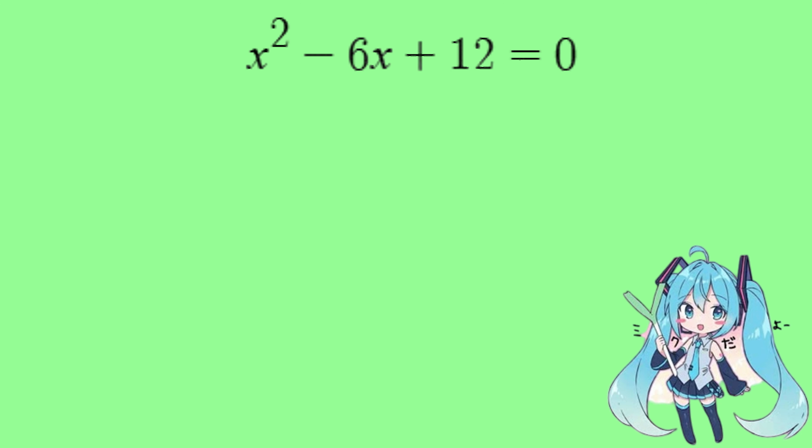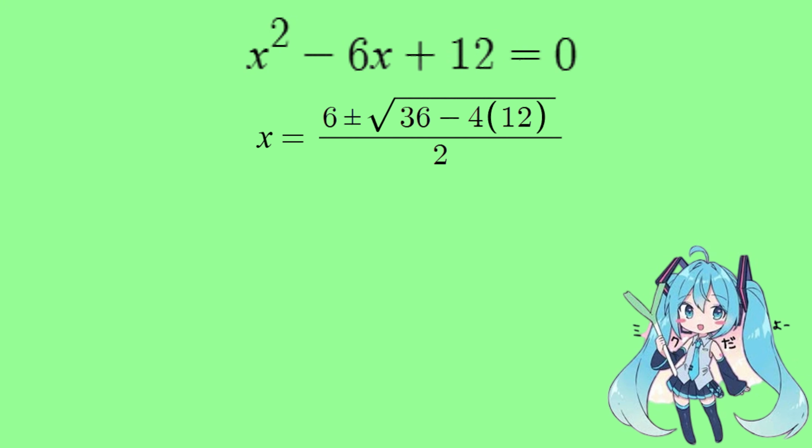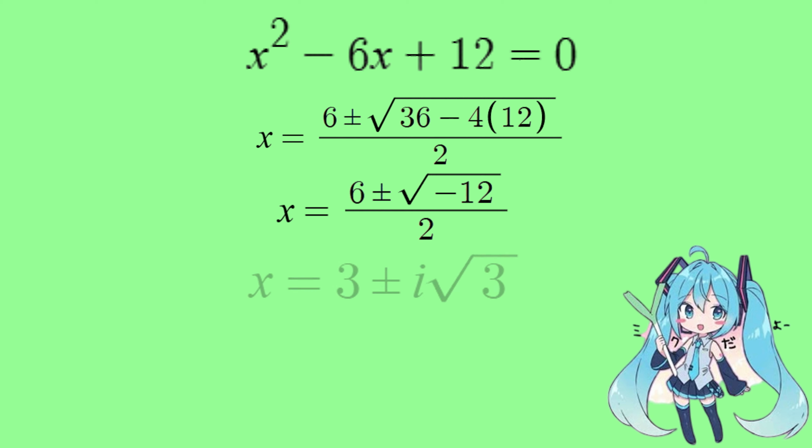Now we will look at a quadratic with two complex roots. Let's look at x squared minus 6x plus 12 equals 0. If we try to use the quadratic formula, we will get that x is equal to 6 plus or minus the square root of 36 minus 4 times 12, all over 2. Then after simplifying, we get that x is equal to 6 plus or minus the square root of -12, all over 2, which equals 3 plus or minus i times the square root of 3.